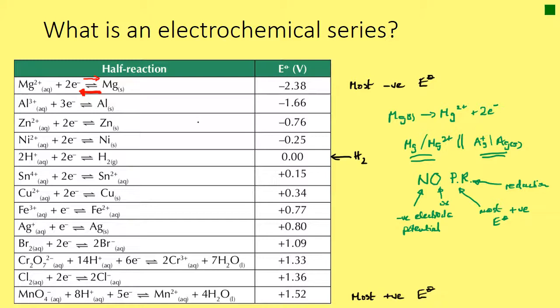And the ones at the bottom, the ones with the most positive electrode potentials, will be the most reactive non-metals. You'll see chlorine down at the bottom here, and manganate, also a very strong oxidizing agent. So obviously the group 7 compounds will be near the bottom. There's bromine quite near the bottom as well. Dichromate, another strong oxidizing agent. So there they are, the most reactive non-metals at the bottom, the most reactive metals at the top.